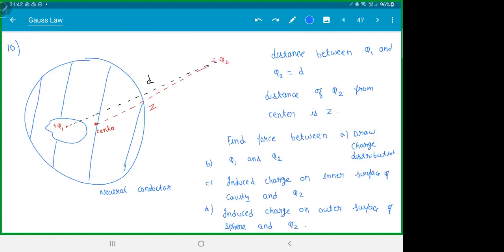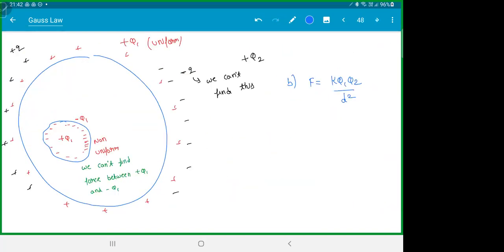What is the next one? This is a good one, right? Find force due to the induced charge on the cavity. Means I'm asking you force between this guy and this guy. How will you find that?